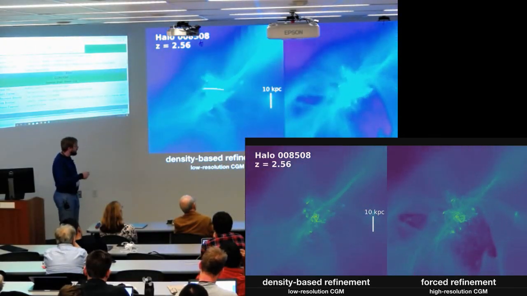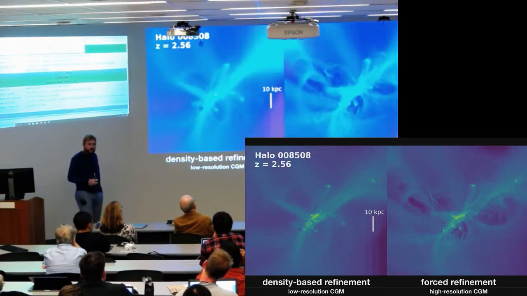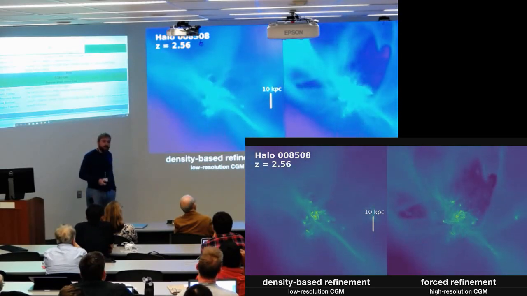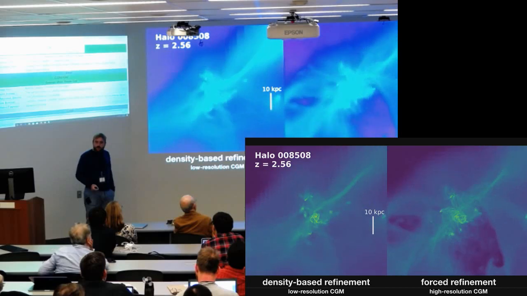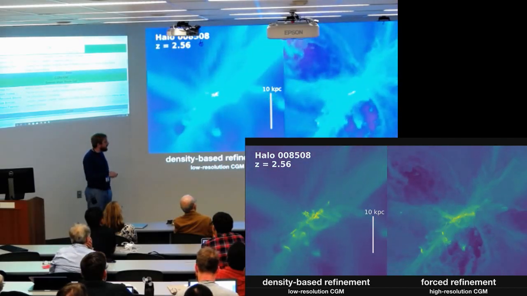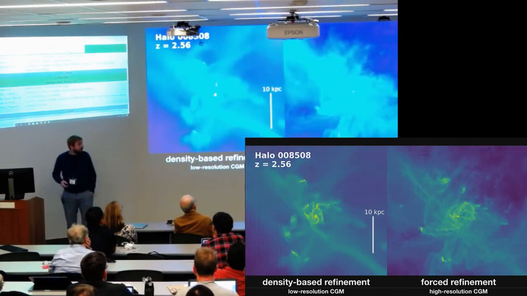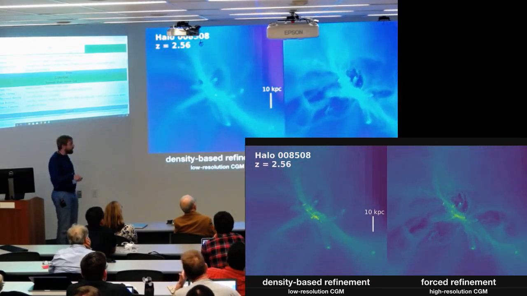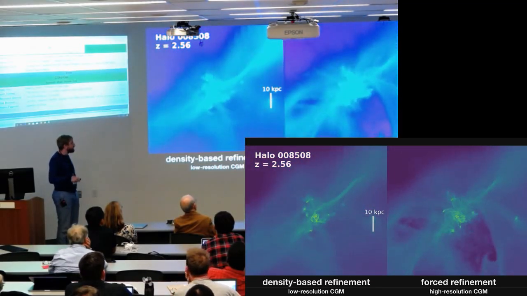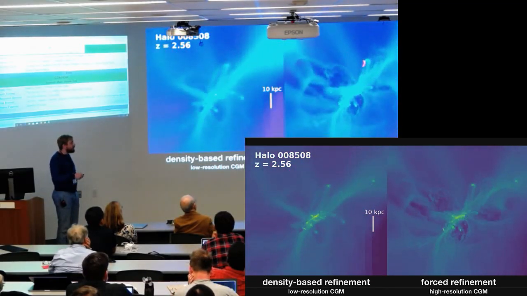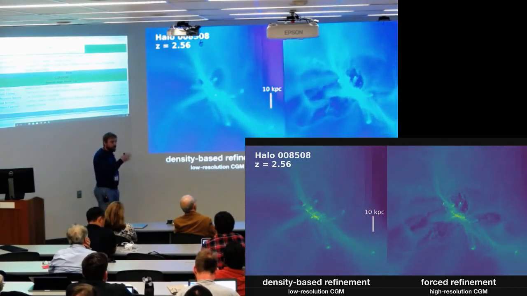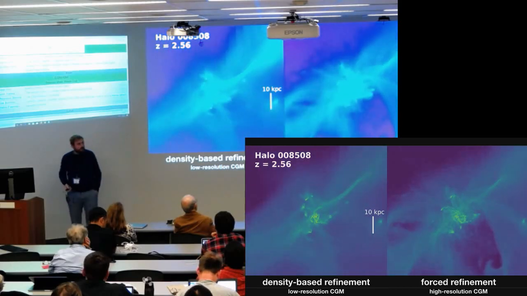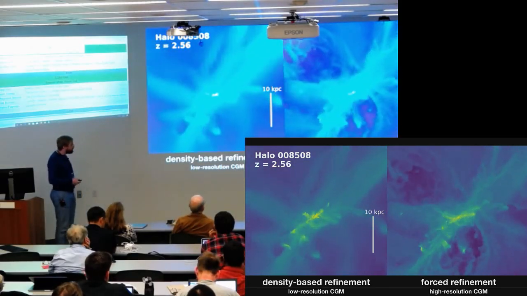So I can just show you what these look like. On the left is the low resolution CGM run. This is a box with the same initial conditions, the same physical models. The only difference is the refinement scheme that we're forcing. You can see in the forced refinement high resolution CGM, you resolve out a lot more density contrast, and from the movie at the title slide, you also resolve out a lot more velocity structure.